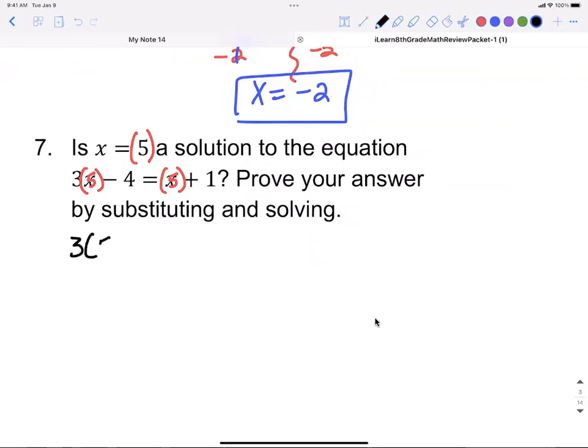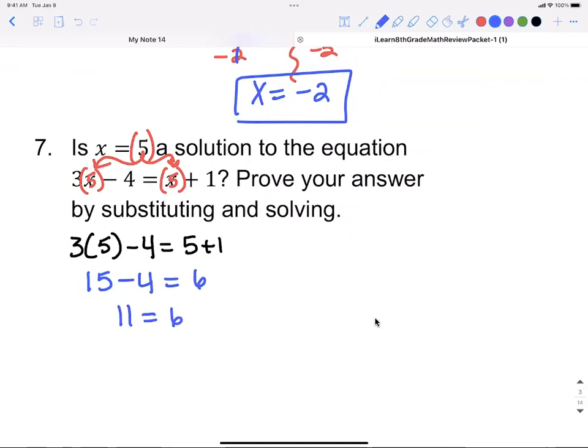So 3 times 5 minus 4 equals 5 plus 1. I've substituted x into the equation. Everywhere where I saw an x, I put a 5. Okay, now 3 times 5 is 15 minus 4. 5 plus 1 is 6. 15 minus 4 is 11. Does 11 equal 6? No, it does not. Therefore, no. X equals 5 is not a solution, and it says prove your answer by substituting, and that's exactly what we did.